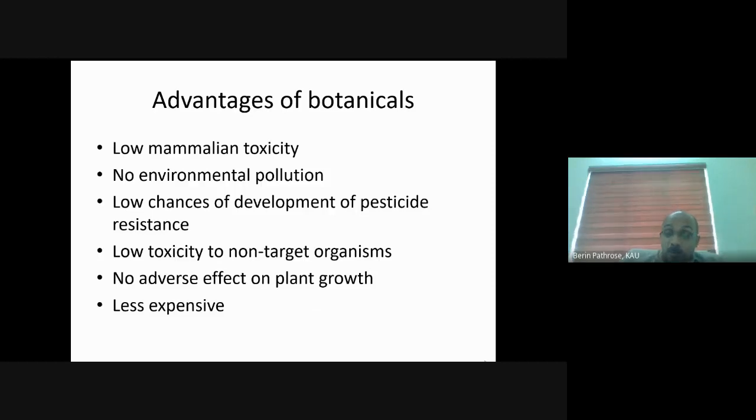It contains a number of molecules, and all these molecules have pesticidal properties. So the pesticidal effect of neem is not due to azadirachtin alone. Even azadirachtin itself is not a single molecule. We have about 10 or 12 kinds of azadirachtin.